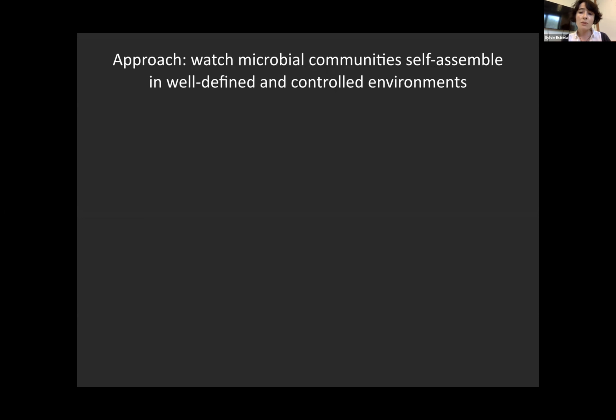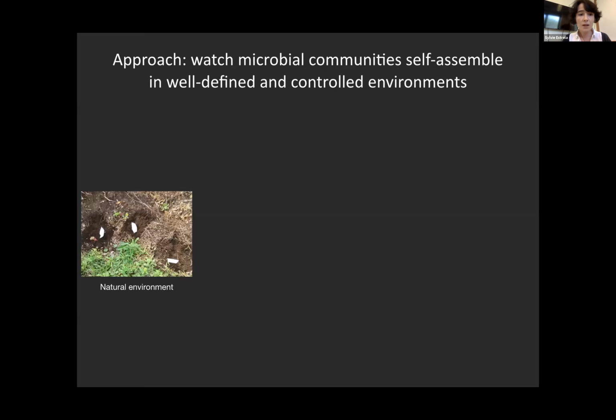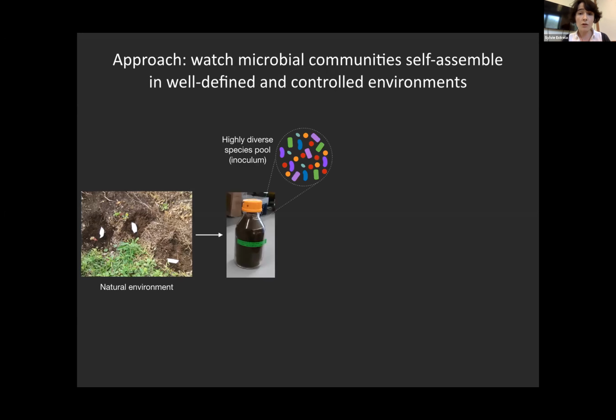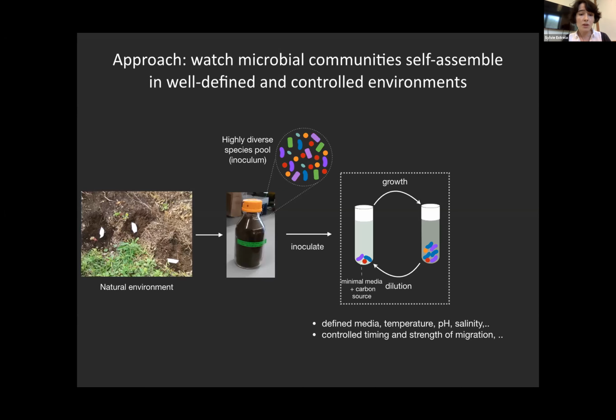And so basically what we do is to watch microbial communities self-assemble in well-defined and controlled environments. And so in a nutshell, we first collect a sample from the natural environment, for instance, from the soil, then we bring it to the lab, and then we inoculate a sample which contains a highly diverse species pool into well-defined minimal media, which is supplemented with a single carbon source.